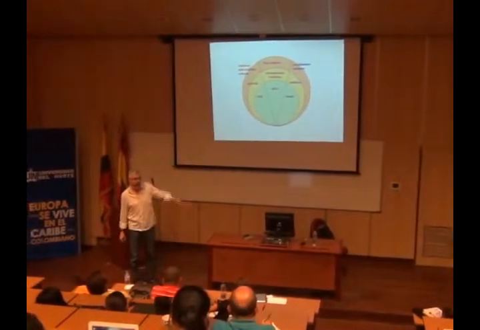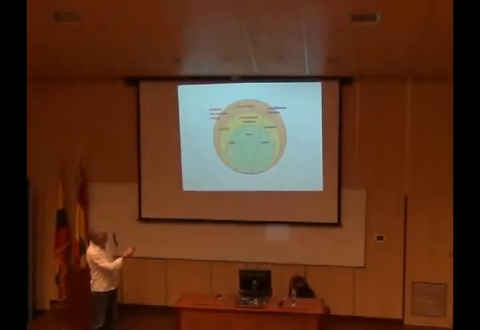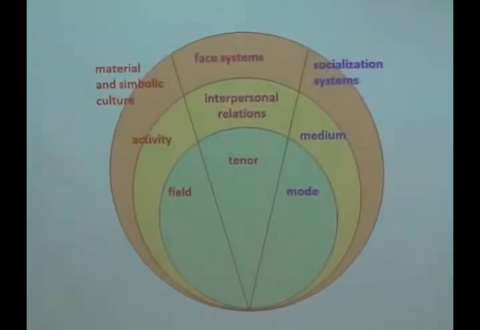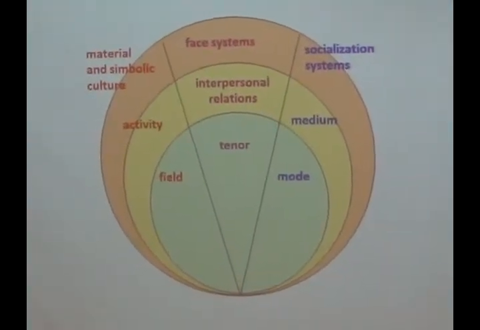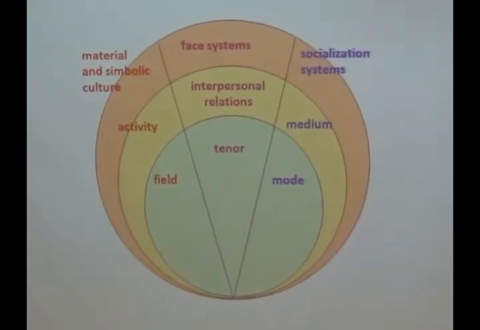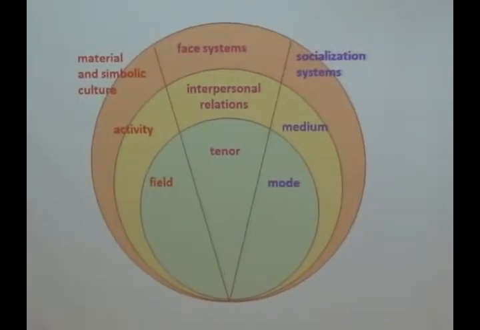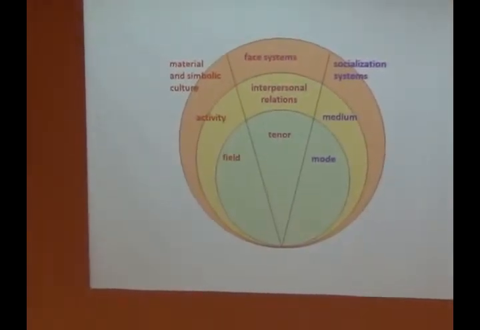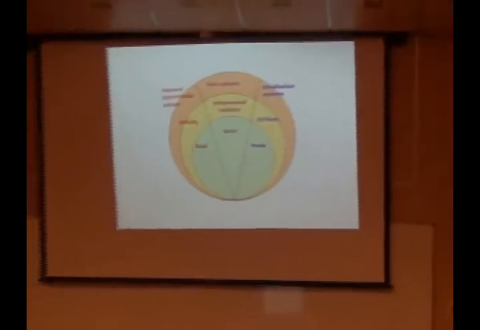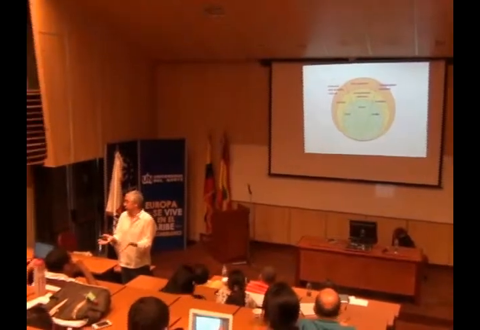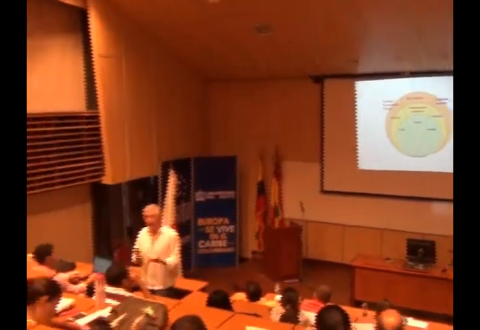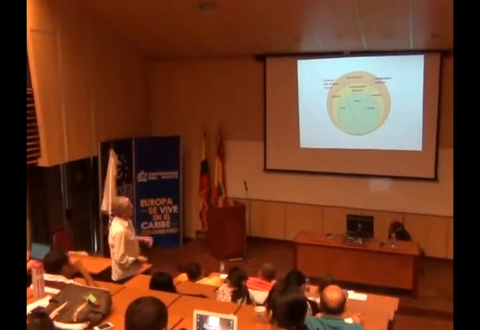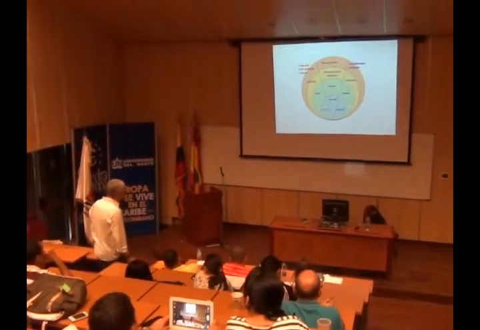In the realization of this more abstract concept, we will see that activities are connected with fields. There is the field of fishing, where you have different activities: putting the nets together, arranging hooks, going fishing, and arranging the fish that you fish. All these are activities in a field, the field of fishing. And face systems and interpersonal relationships get their way into tenors, tenors being types of relationships, if you like. And socialization systems get their way into specific modes.